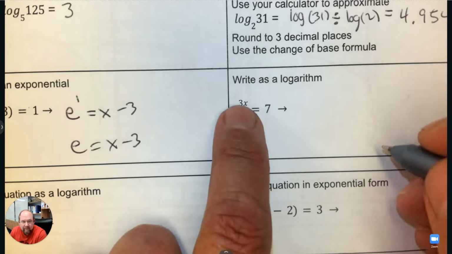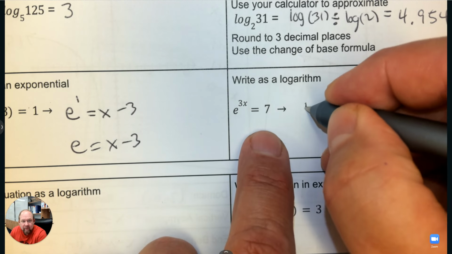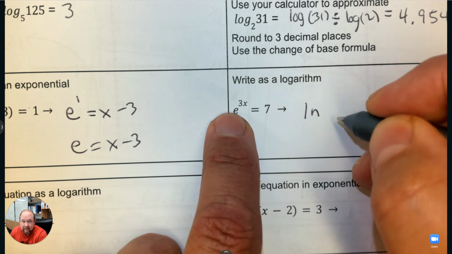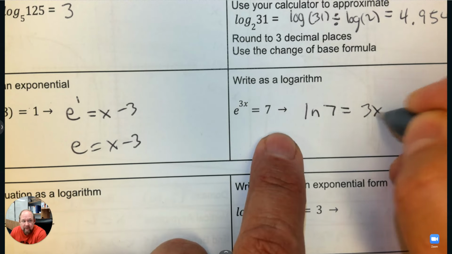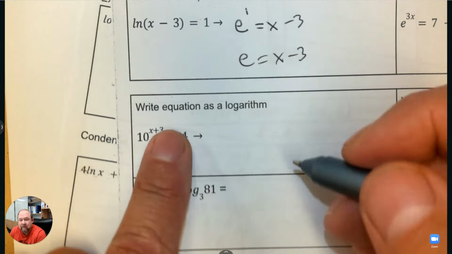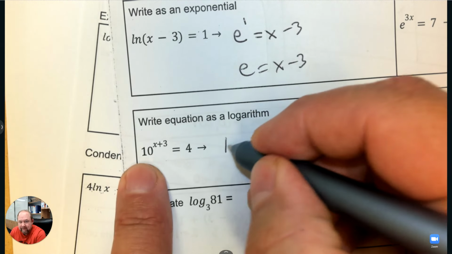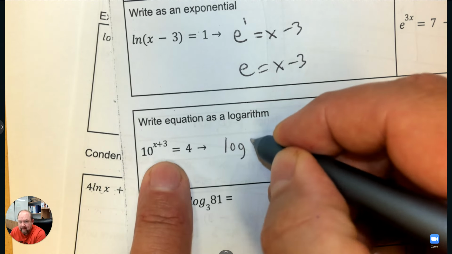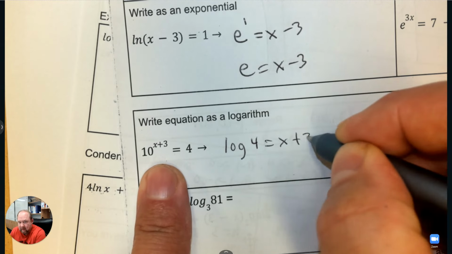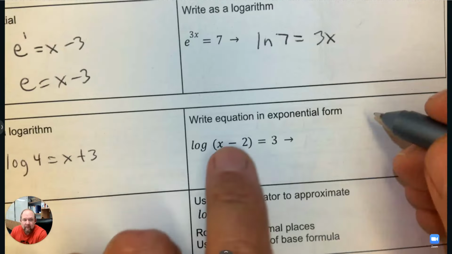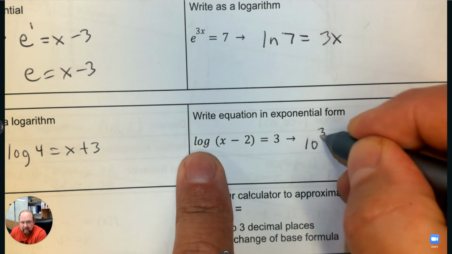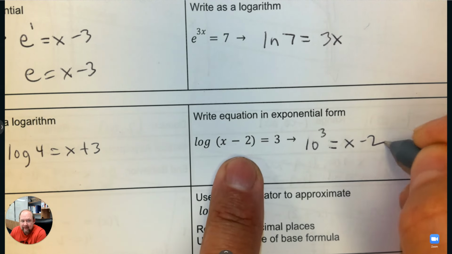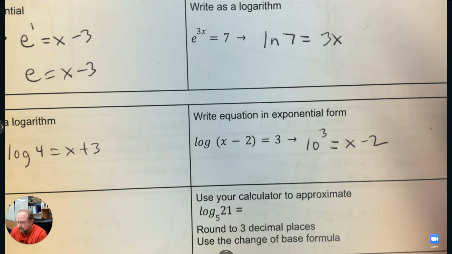Write this as a logarithm. The exponent, first of all, the logarithm is ln that has a base of e. What goes inside is the answer, and then the exponent is what it's equal to. All right, write equation as a logarithm. So a base of 10 means no base do we write down. 4 is equal to x plus 3. It's a common logarithm. Write this as an exponential. Again, the base you don't see is 10 to the exponent 3 is equal to the answer, x minus 2.